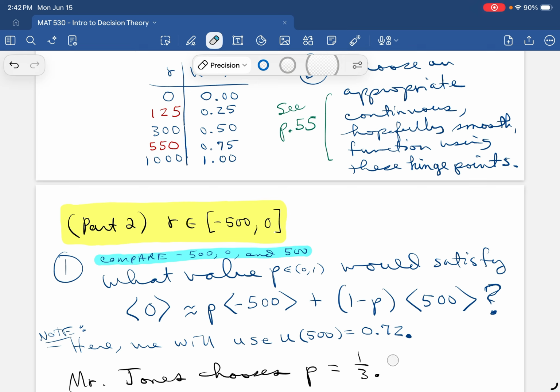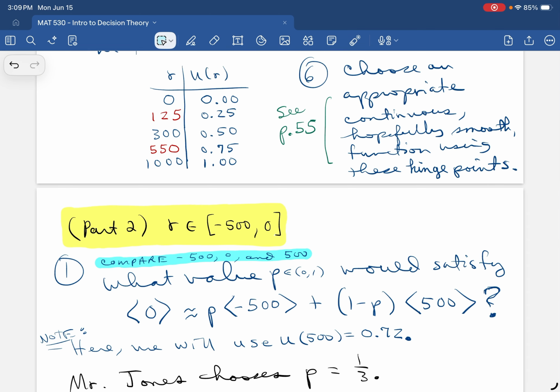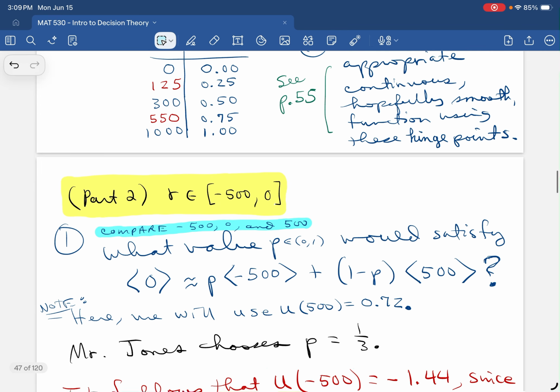And so let's say that Mr. Jones chooses p equals 1/3. That means that if Mr. Jones could win $500 with probability 2/3, or possibly lose $500 with probability 1/3, then he would count that to be the same as if he just didn't win anything or lose anything. So he would just as quickly take that gamble as to just do nothing. Now, having made that choice for little p, Mr. Jones can calculate the utility associated with negative 500. Let's see how that works.